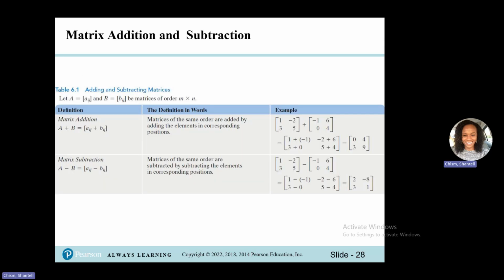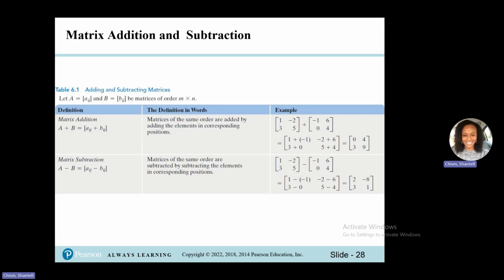We're going to look at an example. When you are dealing with matrices that have the same order, you can perform some matrix operations. You can add and you can subtract. When you are adding matrices, you will simply add the corresponding elements, the elements in the corresponding positions. When you are subtracting, you will simply subtract the elements in the corresponding positions. So we're going to look at a couple of examples that relate to equal matrices and adding and subtracting.